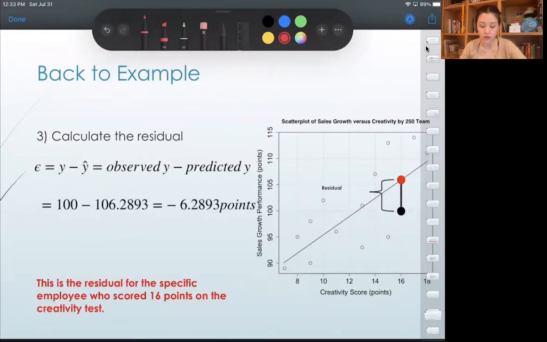Remember, the actual observed, the green one, is 100. 100 minus 106 is roughly negative 6. What this means is that you over-predicted this person's sales performance. The employee's actual sales performance is 100, however you predicted 106, so you over-predicted. So the residual, the difference, is 6 points. Okay, that's all it is about how to calculate the residual.